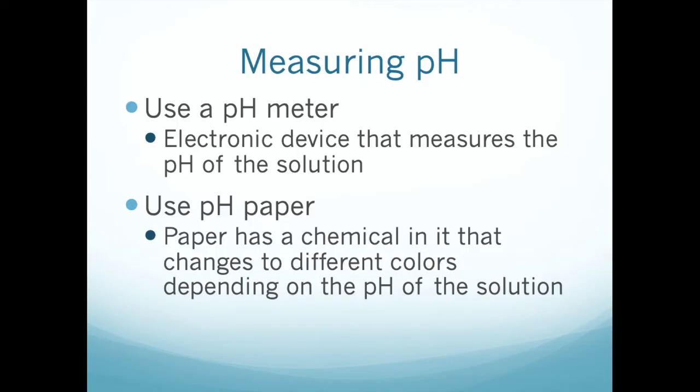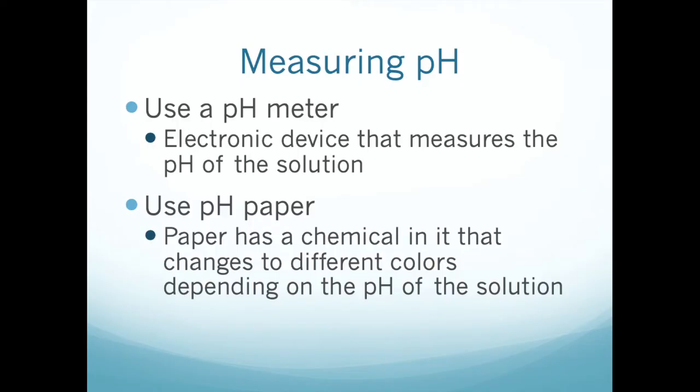A pH meter has a probe that you dip into your solution, and the device will give you a digital readout of what the pH is. Actually, I shouldn't say it'll give you a digital readout. There are pH meters that have analog readouts. But my point here is it will directly tell you what the pH is.